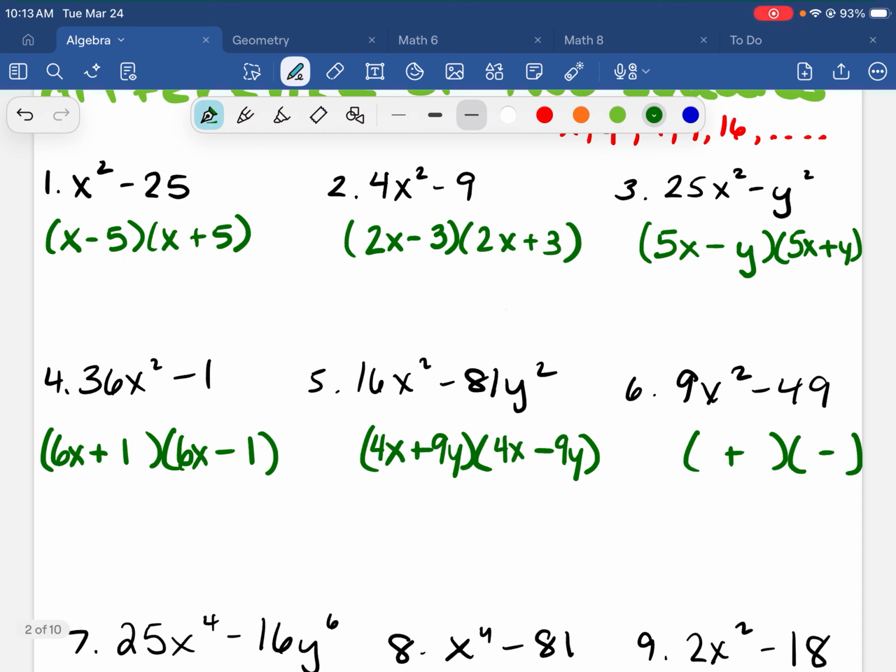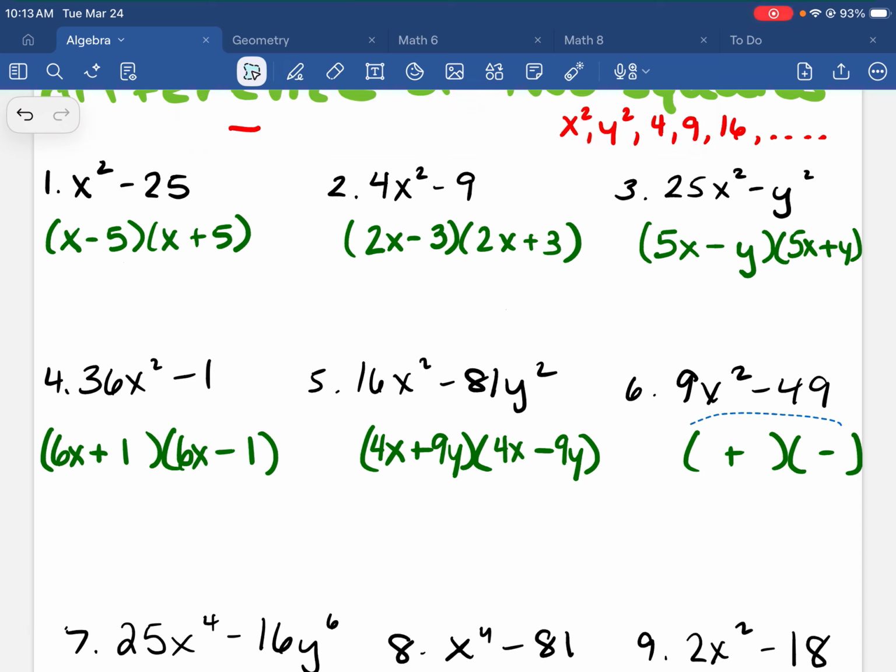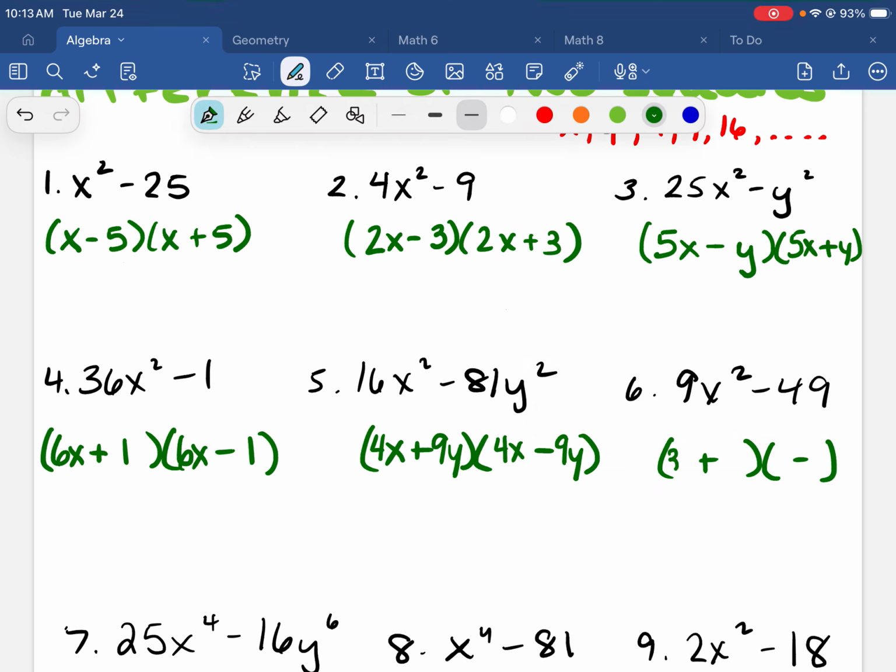For number 6, that first term of 9x squared, the square root of that would be 3x. So 3x will be my first term. And the square root of 49 is 7.